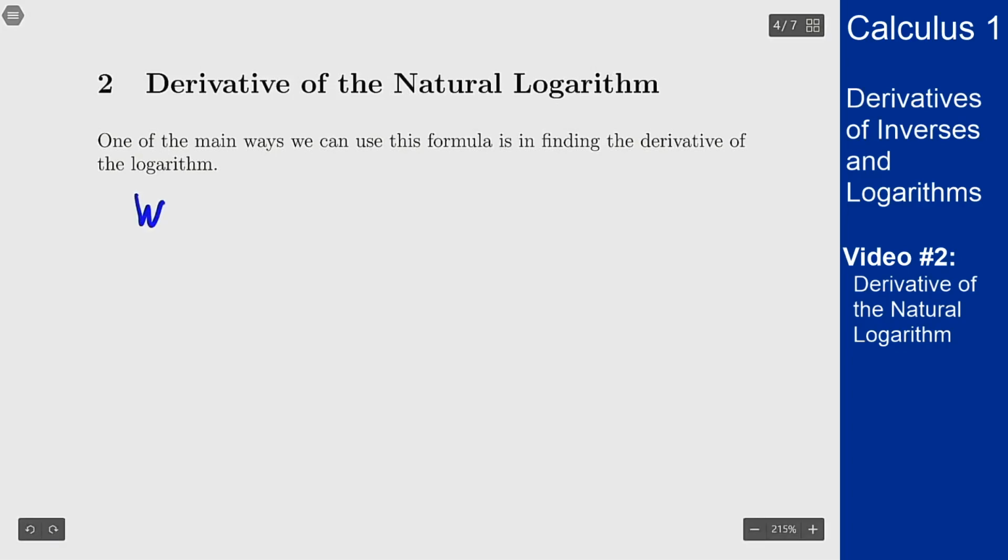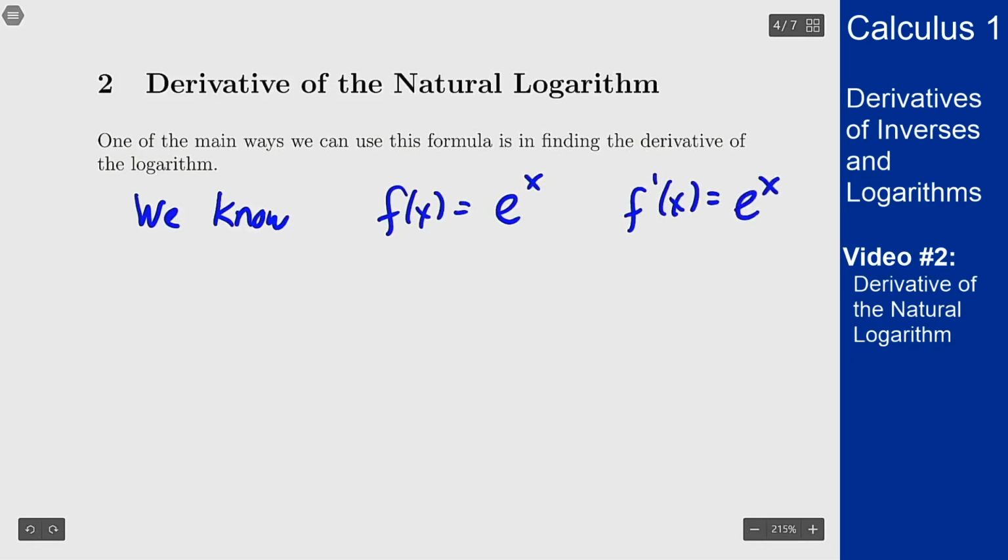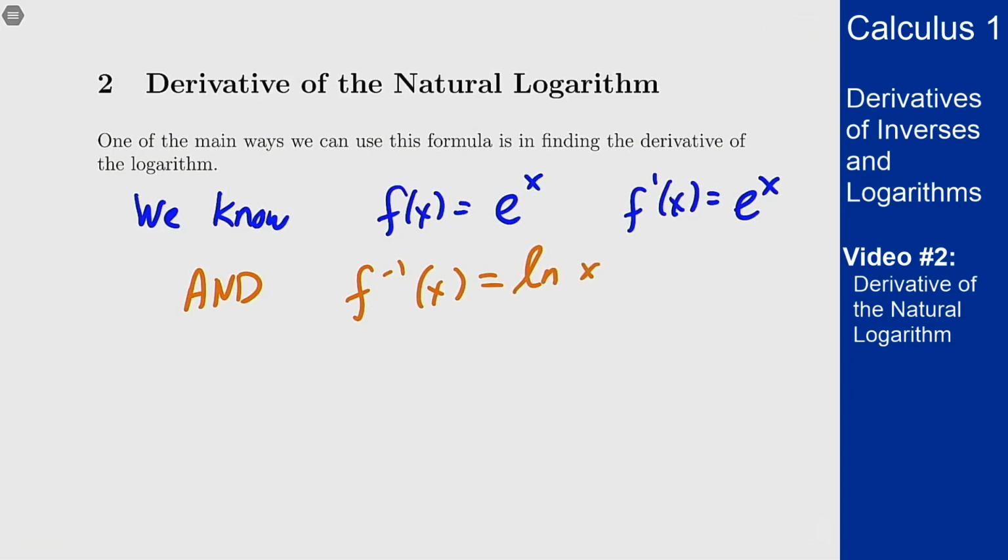So we know that if I take f of x being e to the x, then f prime of x is also e to the x, which is nice. And the most important part for our argument here, the inverse function is the natural log of x. Because these are inverses, right? If I compose them together, I get the identity, I get x back. That's our inverse function. So what does our formula tell us?